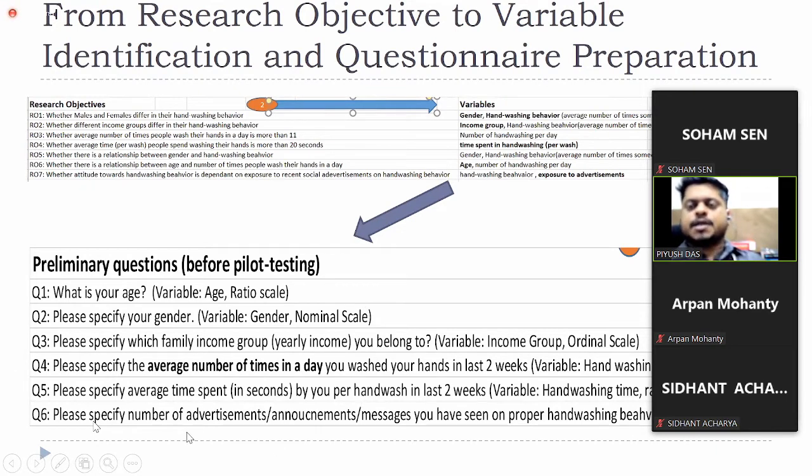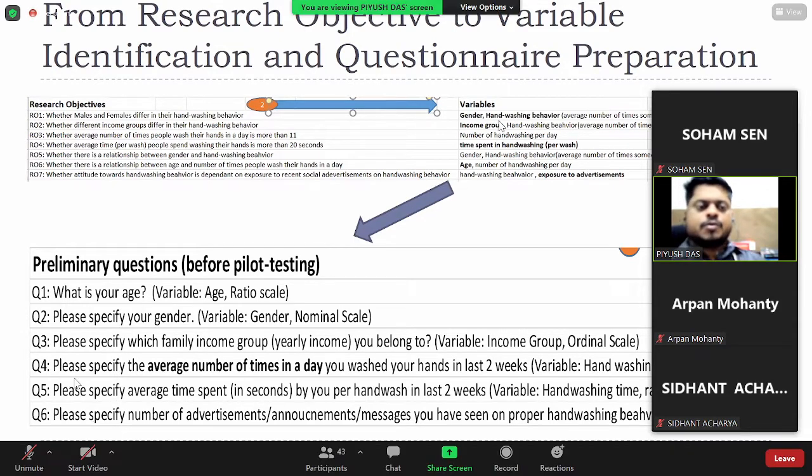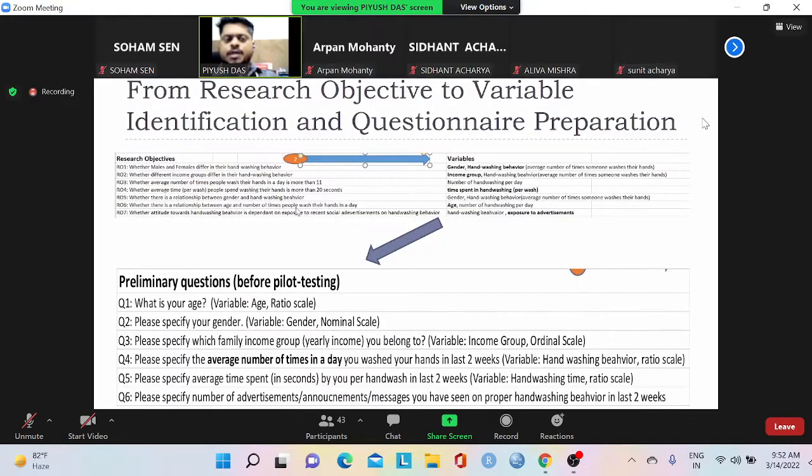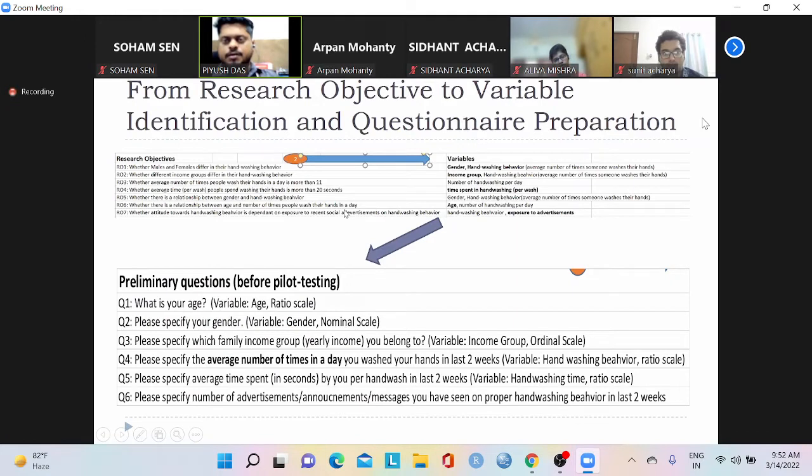Don't jump into the questionnaire. First think about your objective, then think about data analysis. From your objective come your variables, and from your variables, what kind of questions you want to create for your research. Because I want to understand the relationship between age and the number of times people wash their hands in a day, right? If I want to find that relationship, age is one variable I want to collect data on.